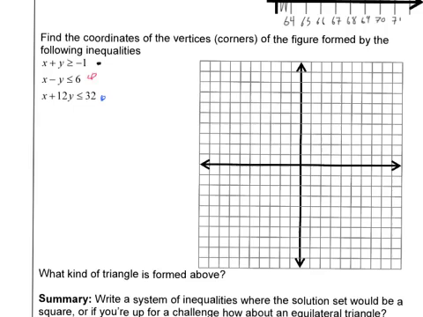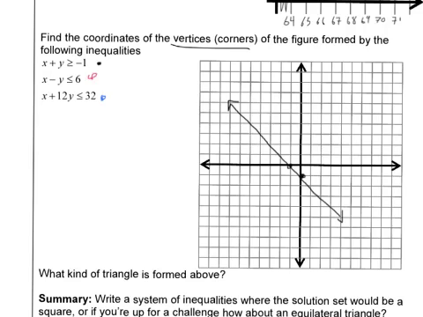x plus y is greater than or equal to -1. So I'm going to cover up my y, and I get an x-intercept of -1. So this line's looking something like that. Remember, this one's actually asking us to find the vertices, or the corners, so that's going to be our last step. We have to do that eventually.